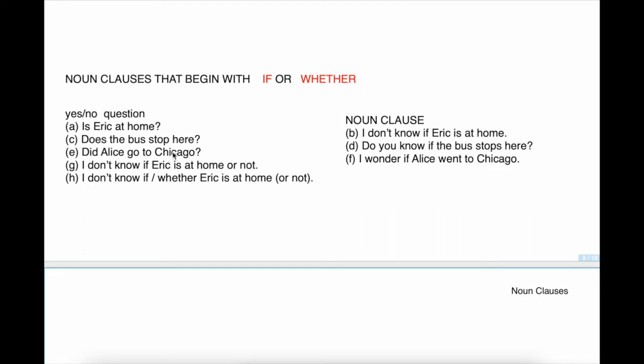Did Alice go to Chicago? I wonder if Alice went to Chicago. Simple past and simple past. I don't know if Eric is at home or not. Or not is optional. I don't know if or whether Eric is at home. Again, this is optional. But here I can use either this or this.